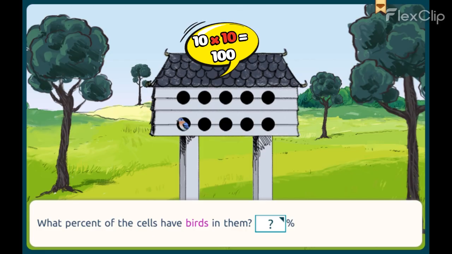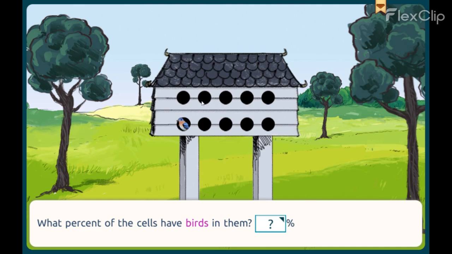We are counting by tens 10 times till we reach 100, which means 10, 20, 30, 40, 50, 60, 70, 80, 90, 100. Each cell is 10%. 6 cells, 60%. 7 cells would be 70%.